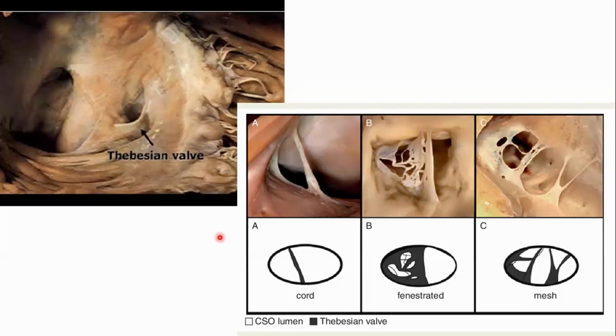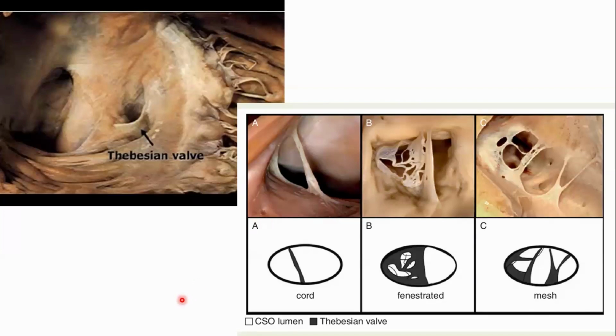It's usually not a problem. A lot of the times your wire can pass through, but sometimes it can be very prominent, covering most of the os. Occasionally, you can get a cord-like appearance in the middle. Sometimes it can be fenestrated, or you can get a mesh. So all those are the various ways in which it can obstruct your wire. And there are various things you can do to try and overcome that.